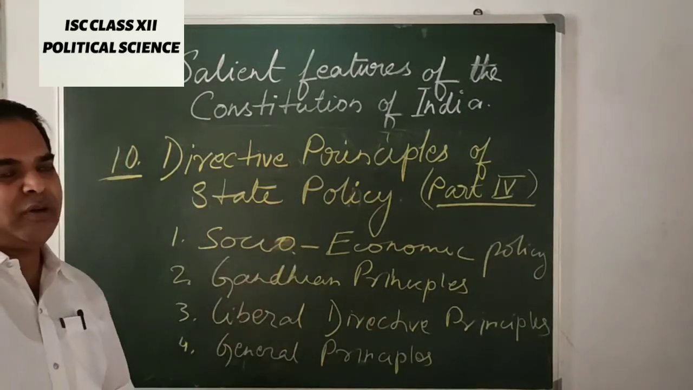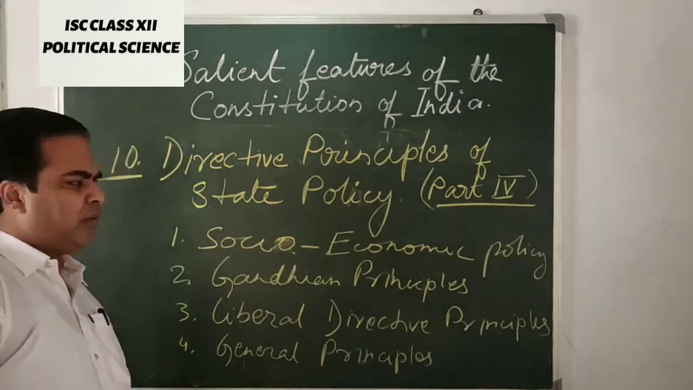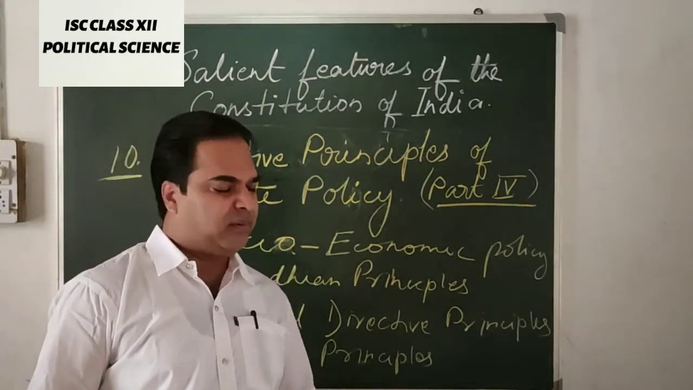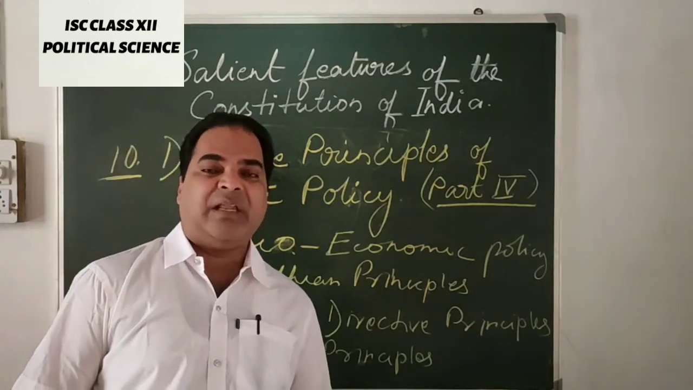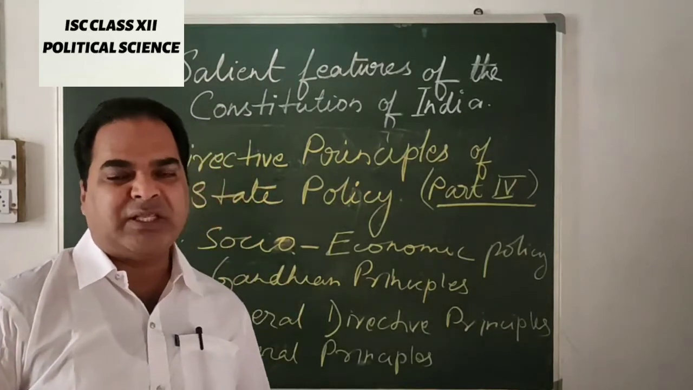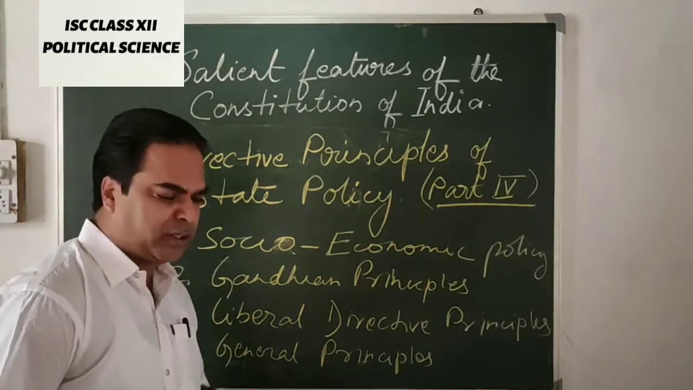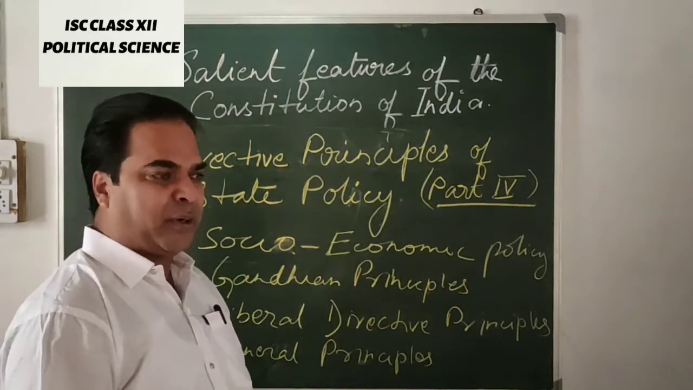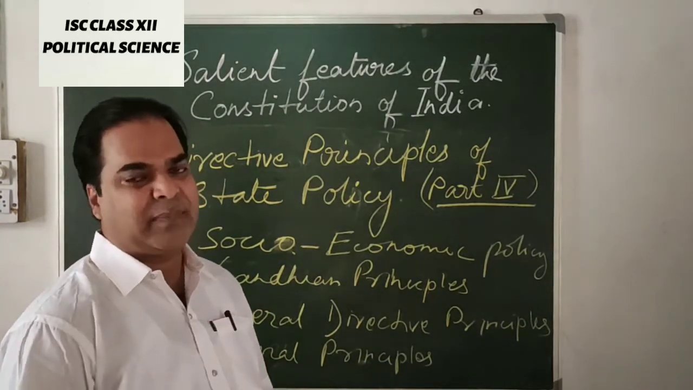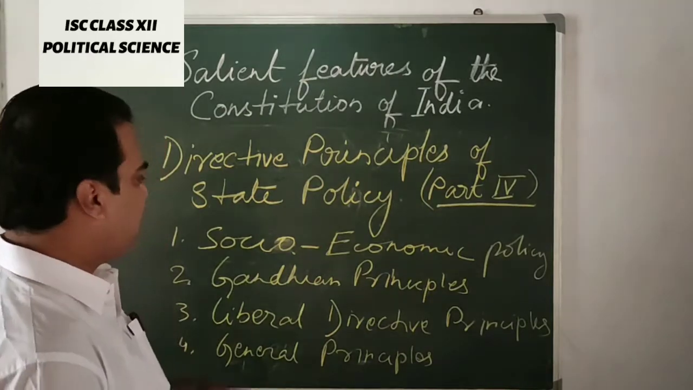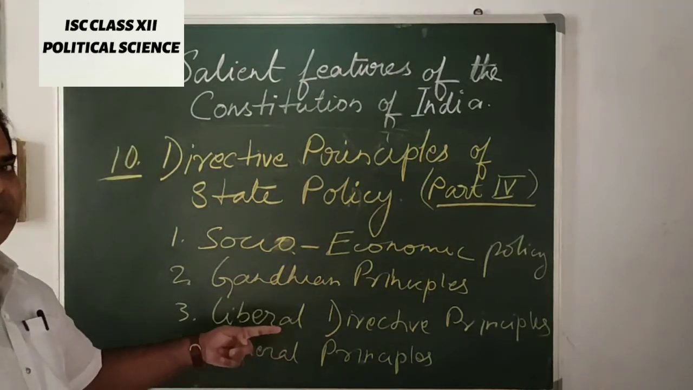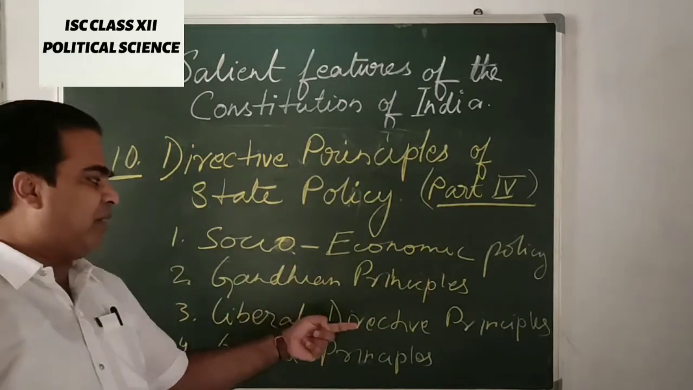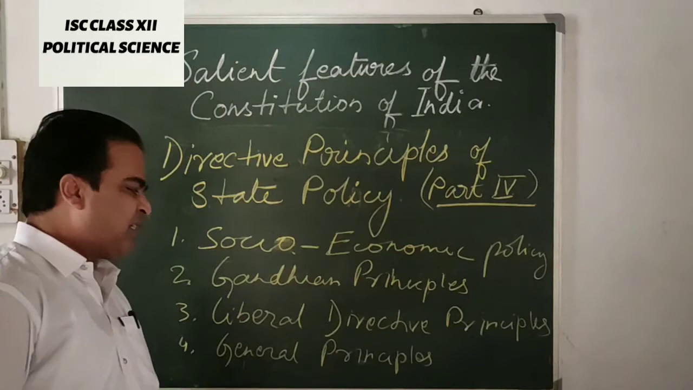In socio-economic principles, a number of policies are there, like free and compulsory education. That means each and every individual must be given adequate means of livelihood, equal pay for equal work. Many are there, so we can discuss them again in a separate chapter. We have a separate chapter on fundamental rights, and after that a separate chapter on directive principles where we can discuss all this in detail. The principles of Gandhiji are also mentioned in the directive principles. Then we have liberal directive principles, and the last one is general principles.